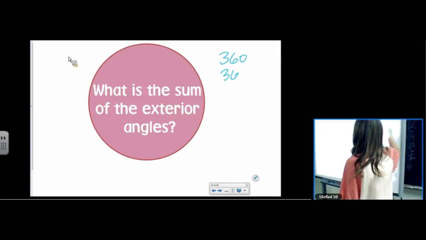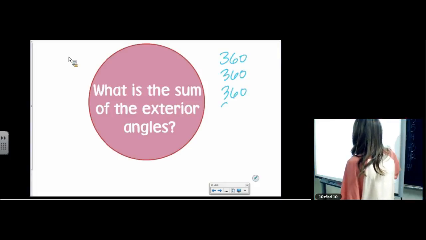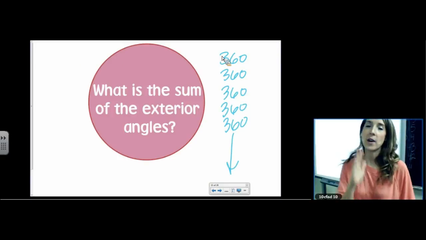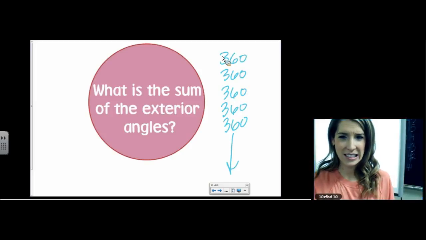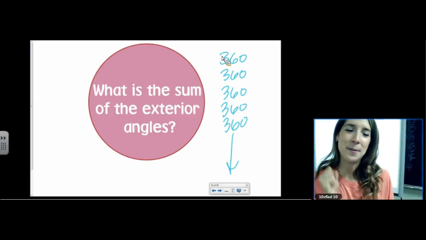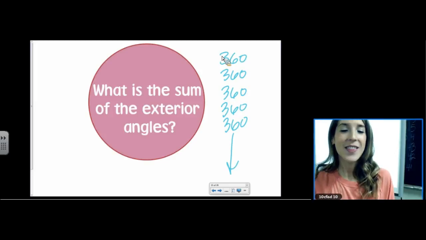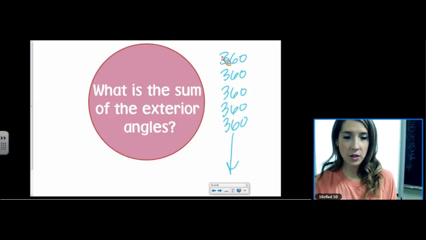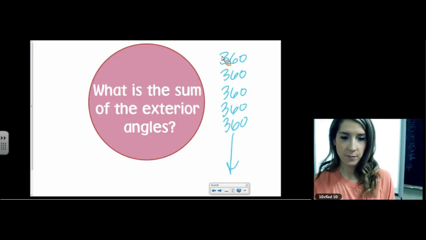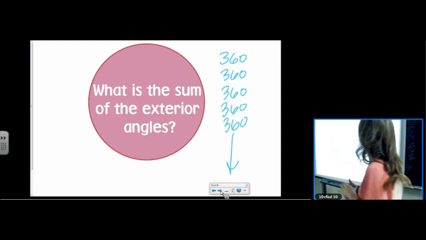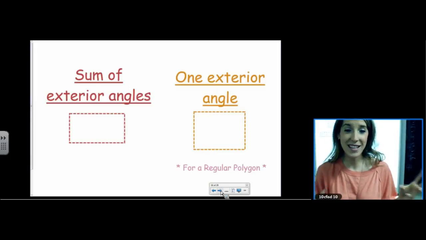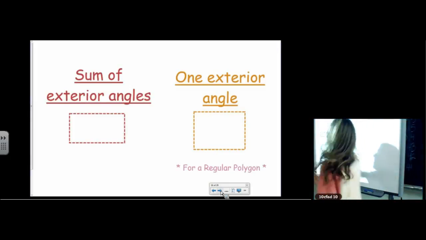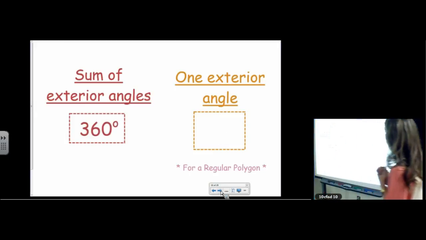the column. 360, 360. Oh my goodness, that's so cool. We don't have to memorize another formula. No matter what the shape is, whether it has 3 sides or 1,000 sides, can it have 1,000 sides? Anyways, whether it has 3 sides or 1,000 sides, the sum of its exterior angles is 360. There's no formula for this, it's a constant. The sum of the exterior angles is 360.